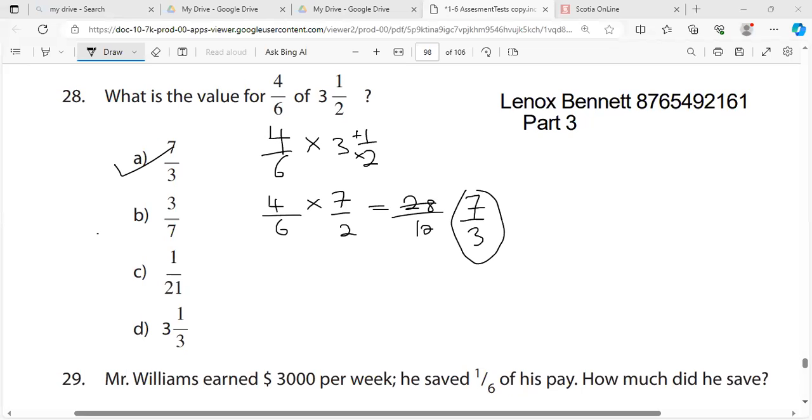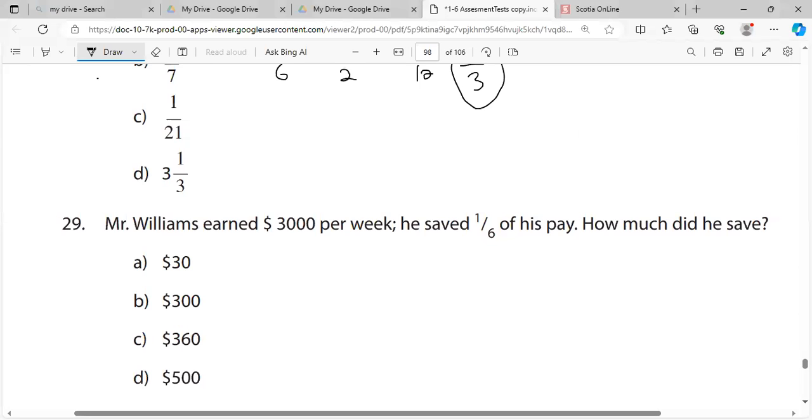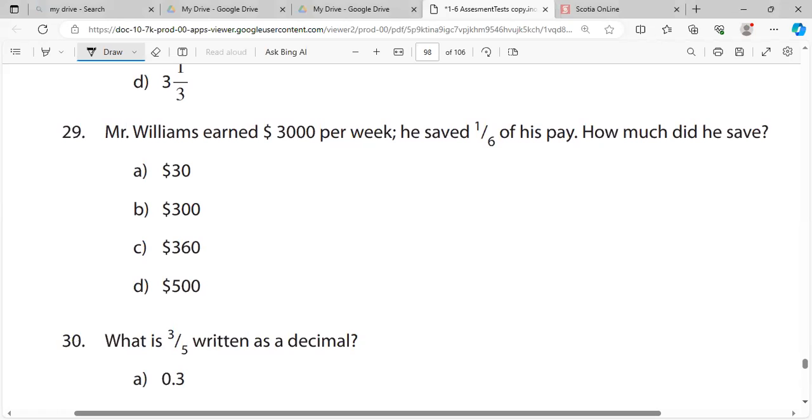Alright guys, let's move on to 29. It said Mr. Williams earned 3,000 per week. He saved 1/6 of his money. How much did he save? So all we have to do is just find 1/6 of 3,000, and "of" means to multiply. And of course, 6 into itself 1, 6 into this 500. So he saved 500 dollars.